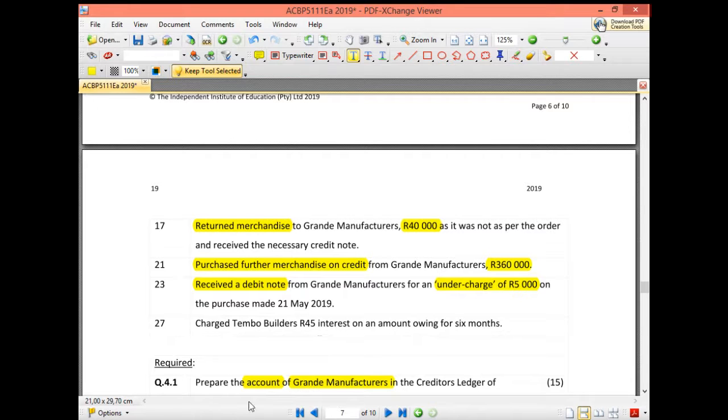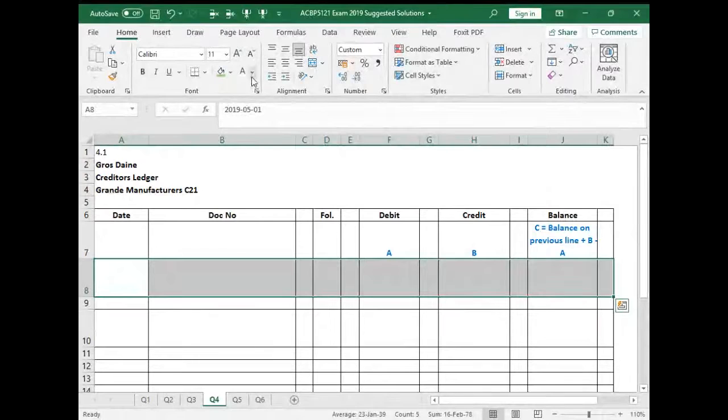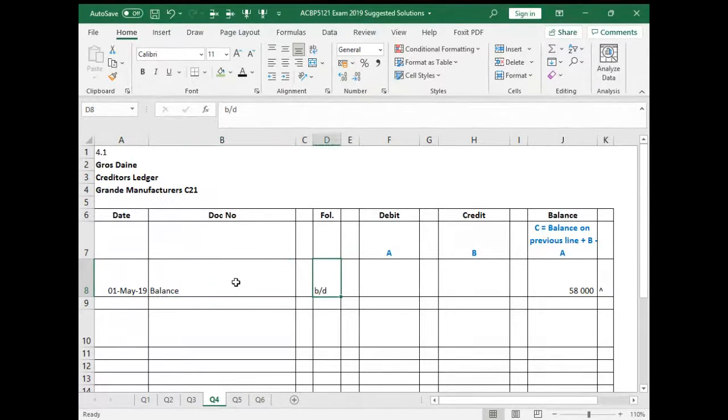So taking this information, I'm going to share the Excel screen. So I'll just read the information as we capture it. Okay, so what you had to do first is the first information they provided to you was the opening balance. So what you do in your statement is you capture the balance and the balance brought down.